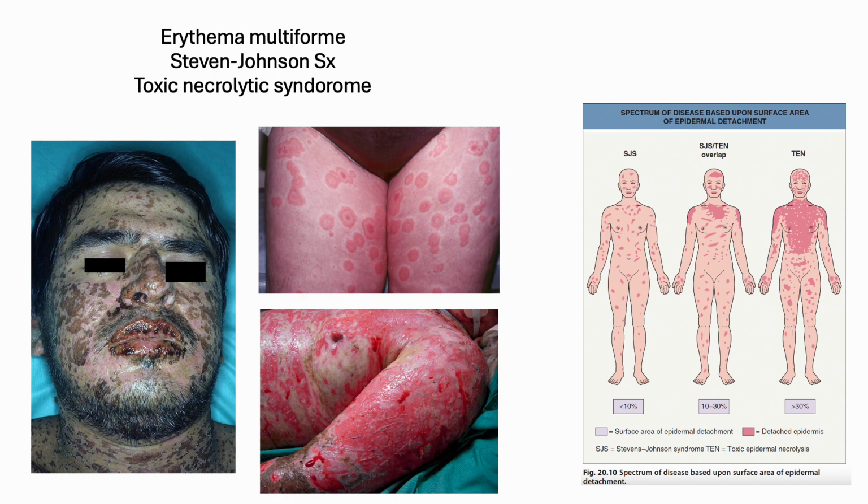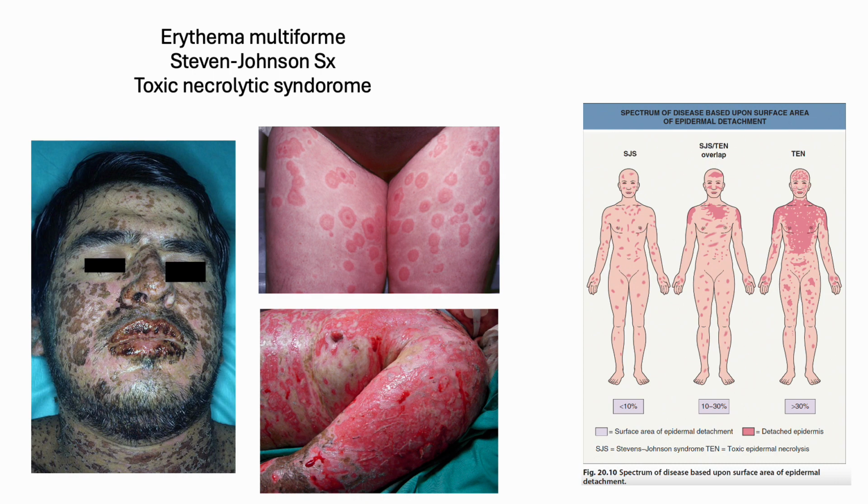This is the erythema multiforme. You can see those targetoid lesions. Usually it is induced by viral infection. And the second picture on the left is showing the person has skin involvement as well as the mucosal involvement.